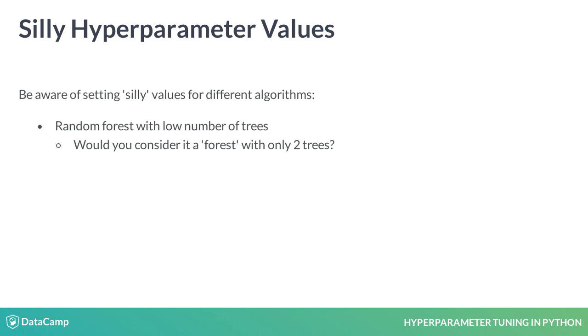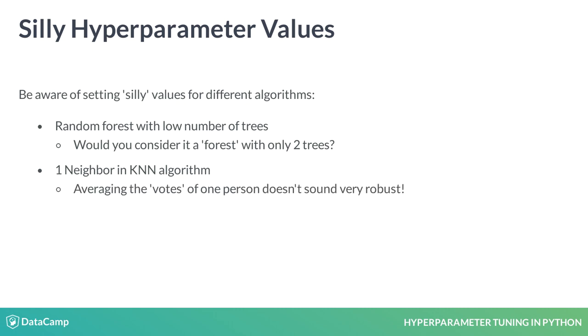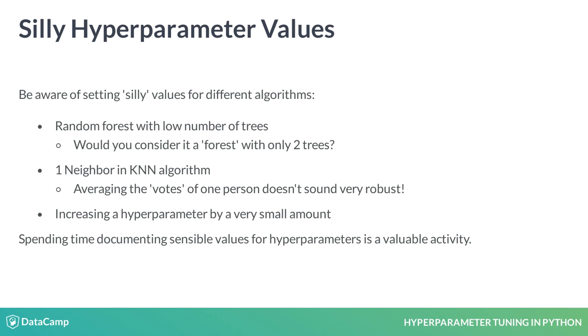Another example is having only one neighbor in a k-nearest neighbor algorithm. This algorithm averages votes of neighbors to your sample. Safe to say, averaging the vote of one person doesn't sound robust. Finally, incrementing some hyperparameters by a small amount is unlikely to greatly improve the model. One more tree in a forest, for example, isn't likely to have a large impact. Researching and documenting sensible values for different hyperparameters and algorithms will be a very useful activity.